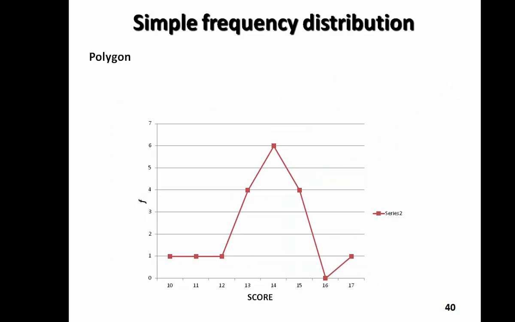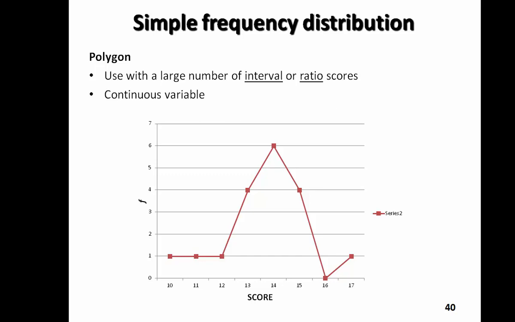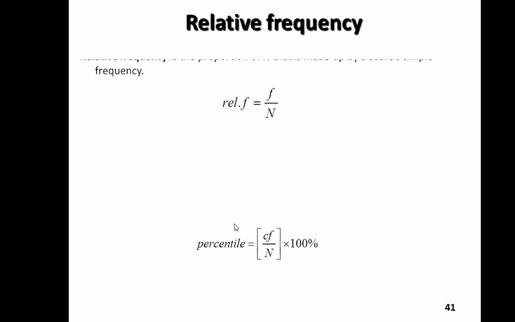Another method is through what's called the frequency polygon. And this is oftentimes used if there's a large number of interval or ratio scores. And in such cases, the data are often continuous in nature. So in this example, we see the same data from the quiz scores, but this time the frequency polygon is used to depict the pattern that emerges from those scores.